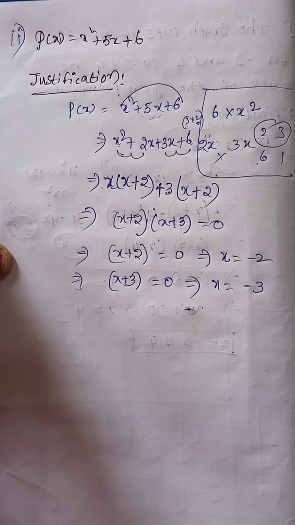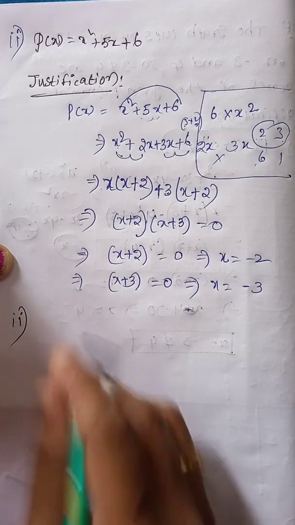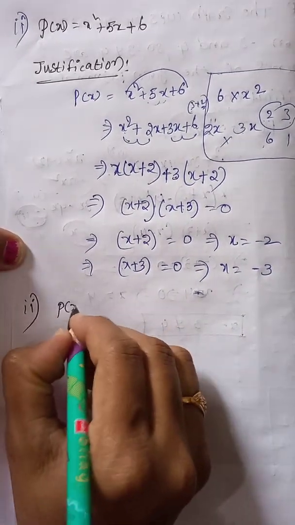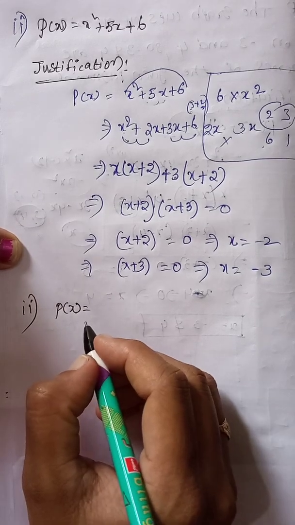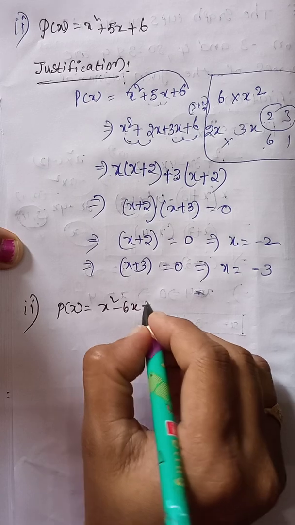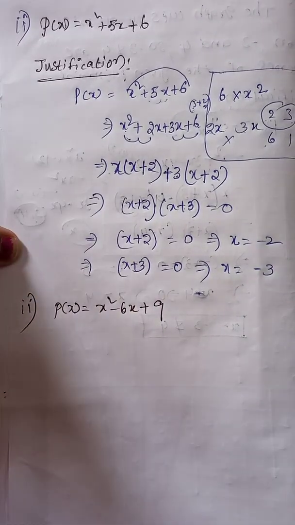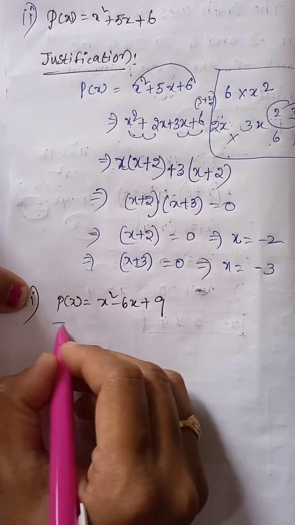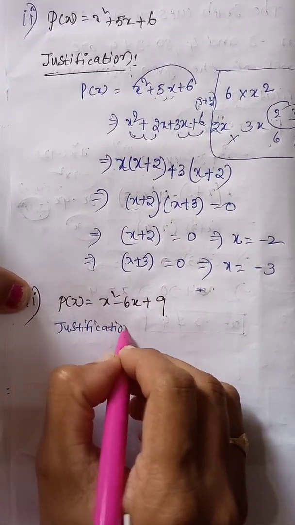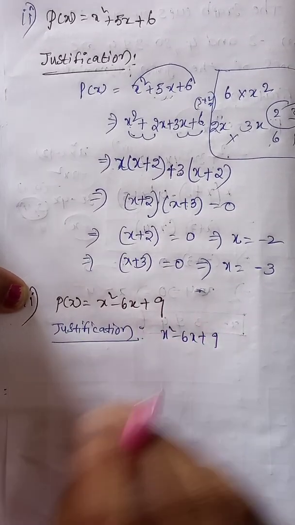Sorry children, this is not from the third bit. Actually our second bit is p of x equal to x square minus x plus 9. Actually our second bit is this one, not this one. So let us find the factors of this polynomial x square minus x plus 9.